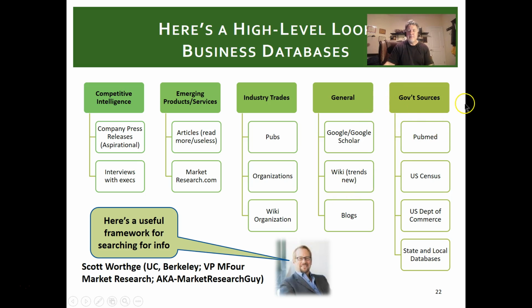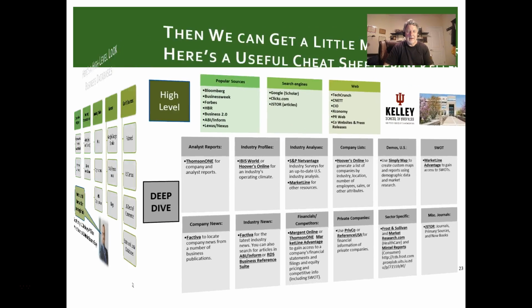And then something that Mark didn't touch on that I find is very useful is using government sources. Particularly, I'm on the science side, so I constantly use PubMed. But the U.S. Census, in terms of getting demographics, is very, very important. But you may find the U.S. Department of Commerce and state and local databases can be very useful as well. So I want to put that out to you.